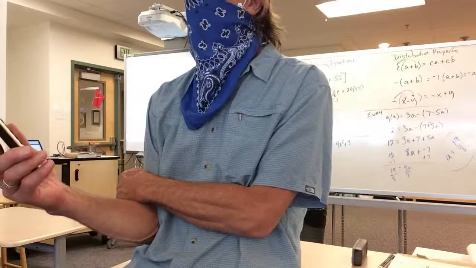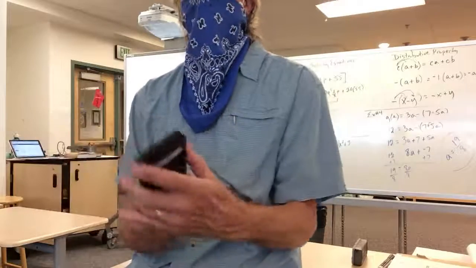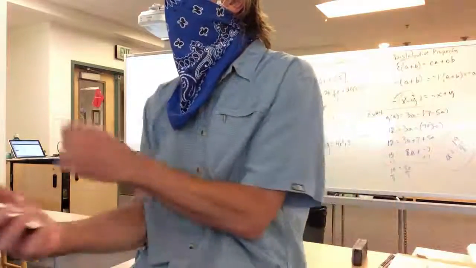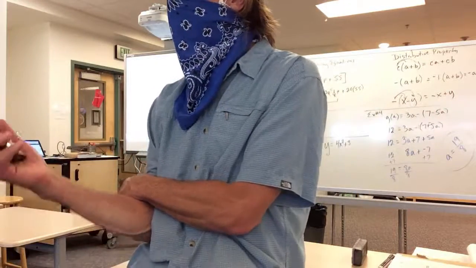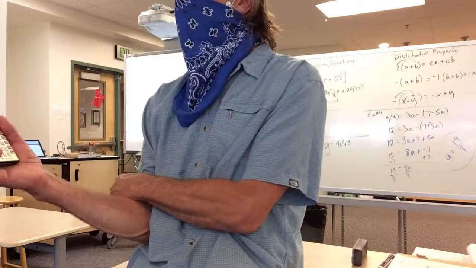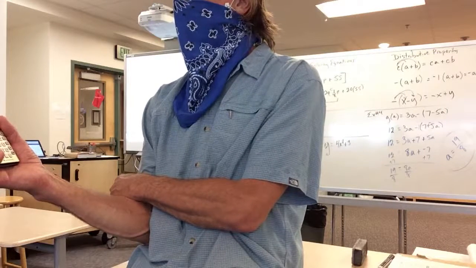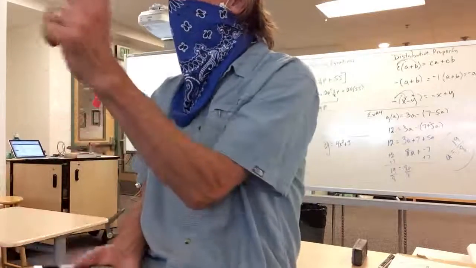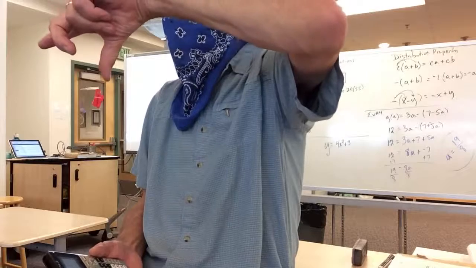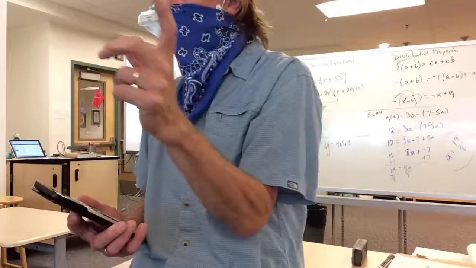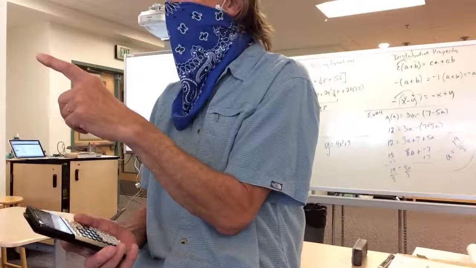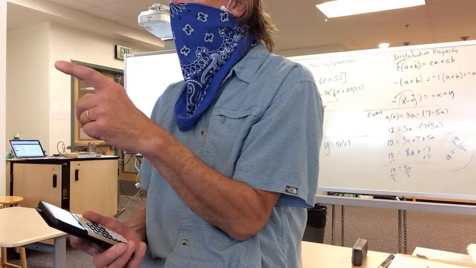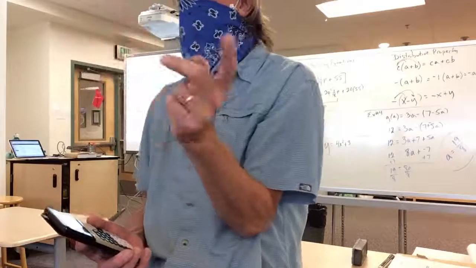So what do you have? What does it look like? Raven, what do your lines look like? So those are parabolas. Do they open up or do they open down? They open up. Are they on the same side of the y-axis, or are they on opposite sides of the y-axis?